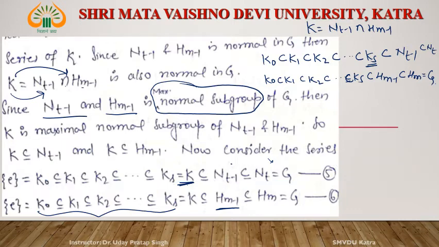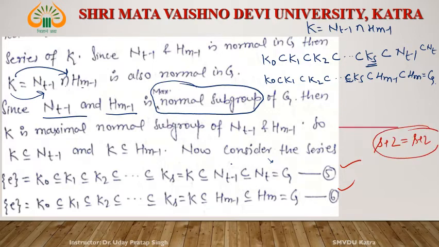Now see, whether these two composition series 5 and 6 are equivalent. They are equivalent if their lengths are the same. Since their lengths are s plus 2 and s plus 2, both equal, one condition is satisfied: the length of the composition series is equal. But what about the isomorphism between the factor groups?